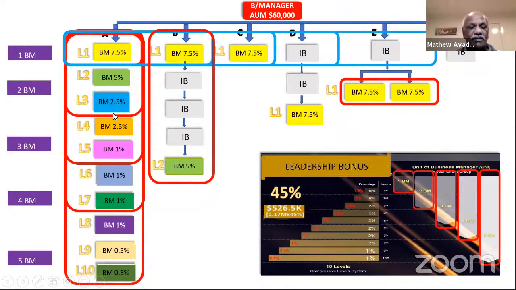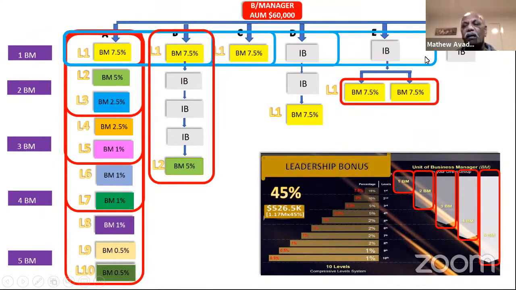Okay. So again, as I said, once you hit 2 BMs, you get level 3, 2.5%. Once you get 3 BMs, you get commission up to level 5. 4 BMs, you get commission up to level 7. And once you get 5 BMs, you can get up to level 10. Level 10 of each hierarchy. I'm not talking about across all, each hierarchy. So if this one, you'll also get up to 10 levels. Here too, you will get up to 10 levels if they qualify.